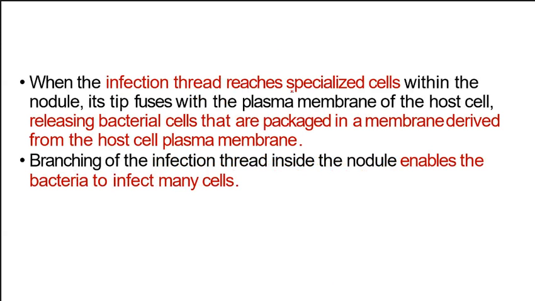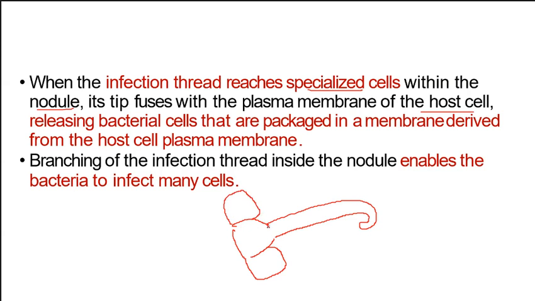Now what happens when the thread reaches specialized cells within the nodule? So what is a nodule? A nodule is formed when the cell cortex divides and enlarges. Once it reaches the nodule, what will happen? It will fuse with the plasma membrane of the host cell. Now they have come to the cortical cells. Here what will happen? They will be fused with the plasma membrane of the host cells.